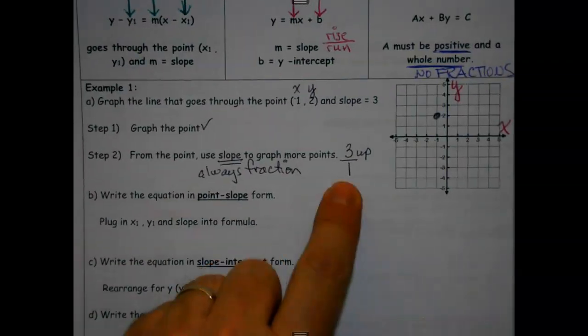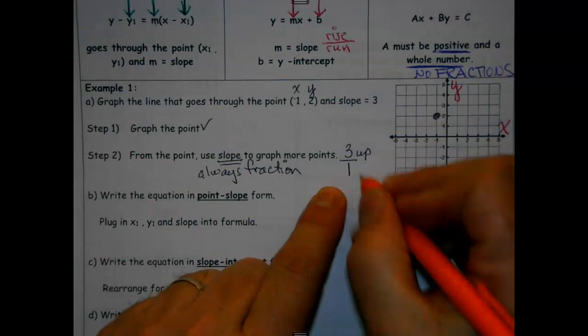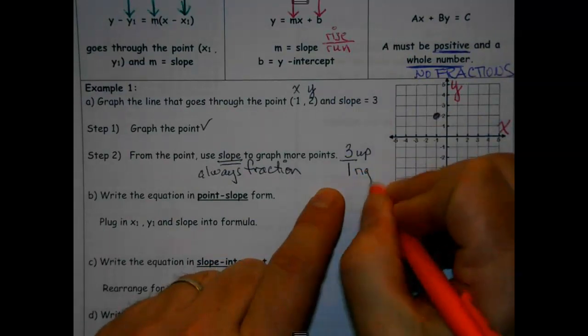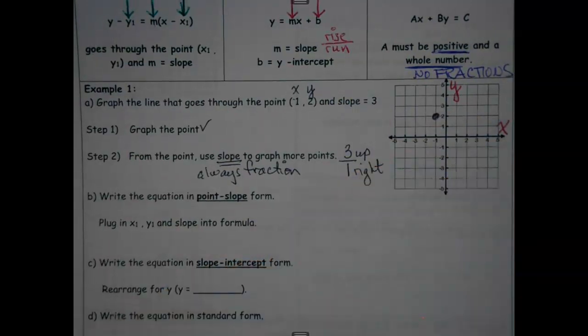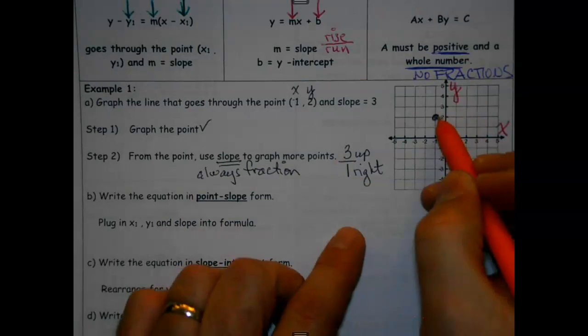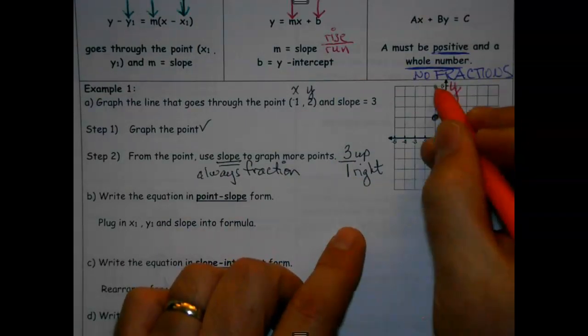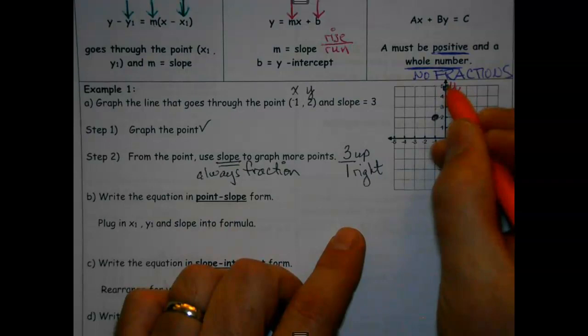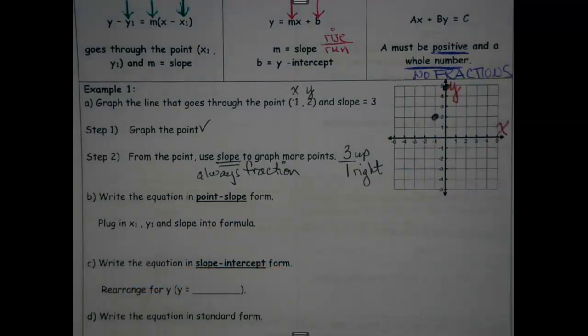Whoops, excuse me, that was kind of sudden. If my run is positive, we're going to go right. So you can kind of tell again, if it's negative, it'll be down or left, but we'll get into some of those too. So I start here, I go up 3, right 1, and I put another dot.